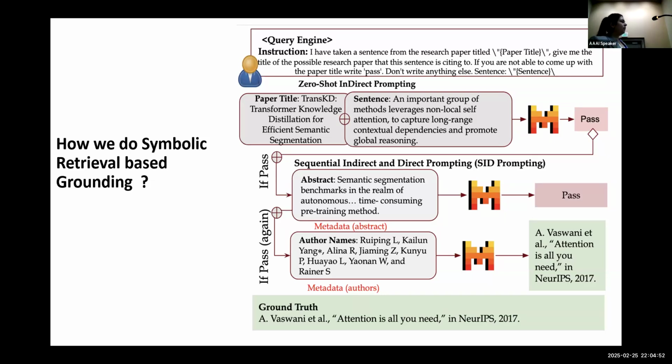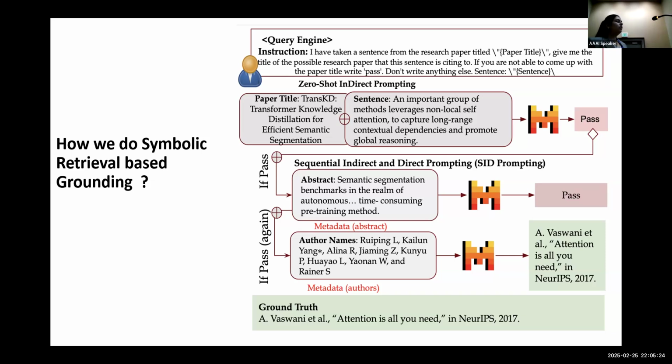So we started with a paper title and a sentence. But initially, when we asked the Mistral model, it failed. So we have to adapt with a new type of prompting, which is sequential, indirect, and direct prompting technique. So how do we do that? We provide metadata with it, an abstract of the source research paper. The abstract provides more information about the paper title we gave so that it can understand the context.